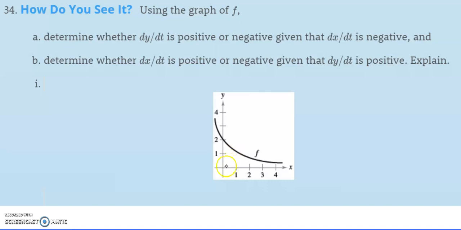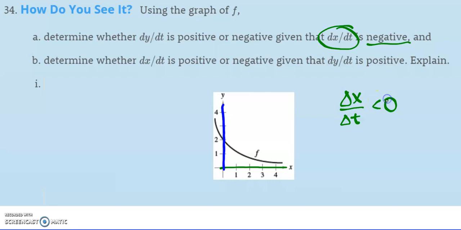So here's my x's. Here's my y's. What I know is that dx dt is negative, which means that the change in x over the change in time is less than 0. That's what I wrote on my answer key. So that means that my x's are getting smaller. So here x's are bigger. I'm going to cruise along and talk about my x's getting smaller, I guess in the negative direction. It's asking what is going on with my y's.